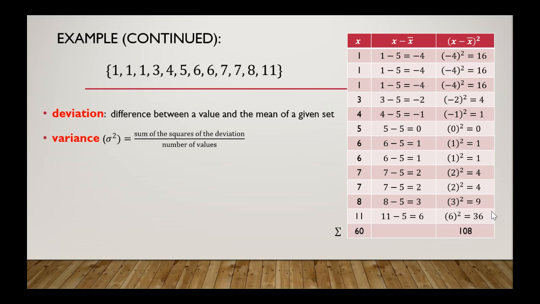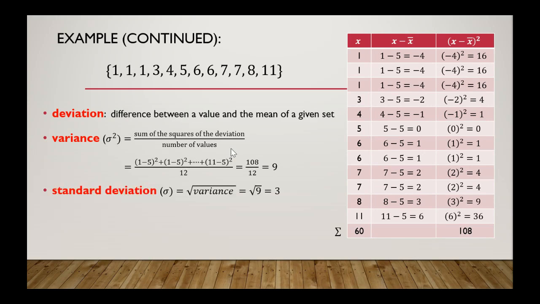Once you find the squares of the deviation, you're going to pretty much add them all up, which in this case, if you add them up, you should get 108. And then you're going to divide it by the number of values. When you work that out carefully, you should get 108 over 12, which is just 9. Once you find the variance, you could use that to find what we call the standard deviation.